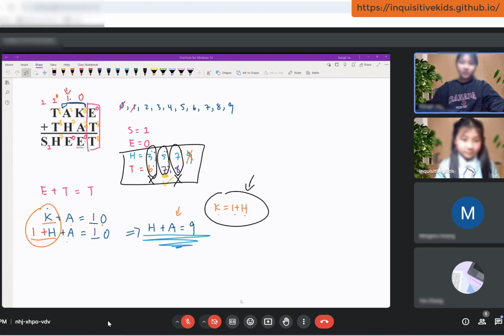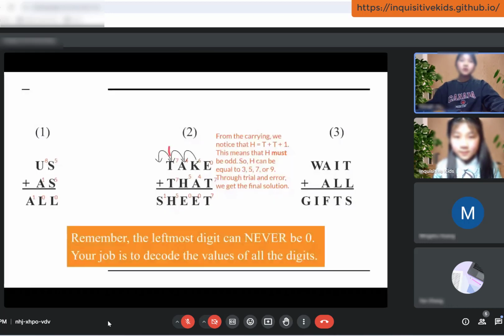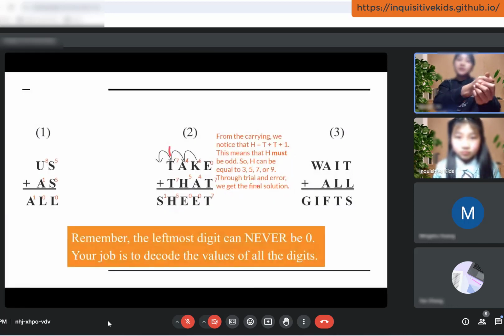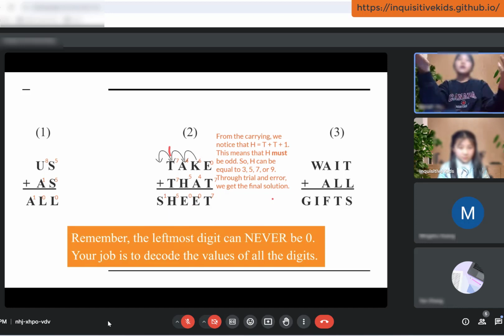Okay, so let me go back to the slide now. So our final solution was 7,460 plus 7,547 equals 15,007. So cryptorhythms has a very large range of difficulty. It can be very easy, like the first one, and it can get progressively harder. And there can be different operations that cryptorhythms can include as well.